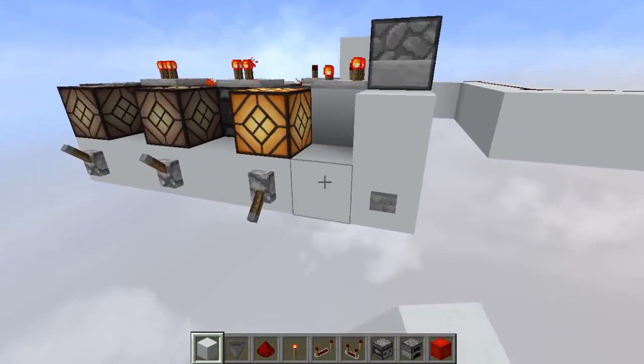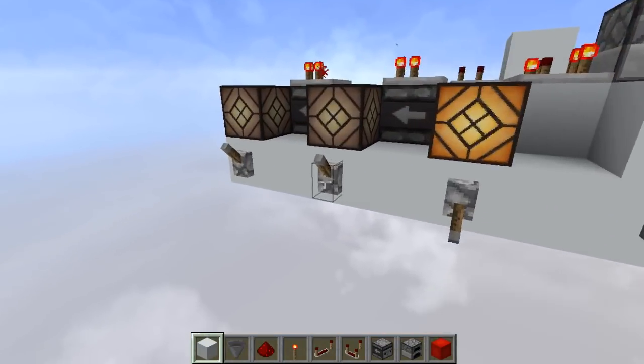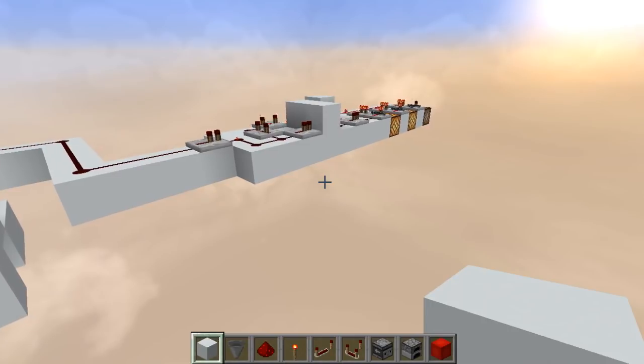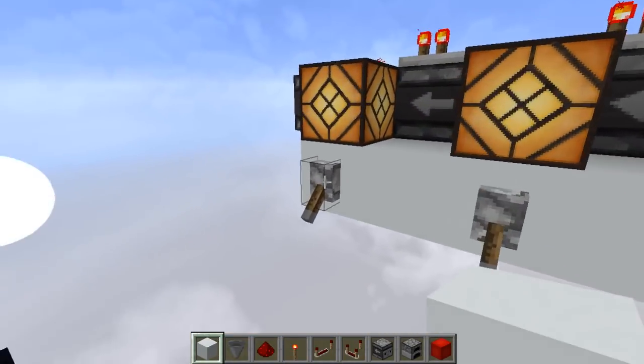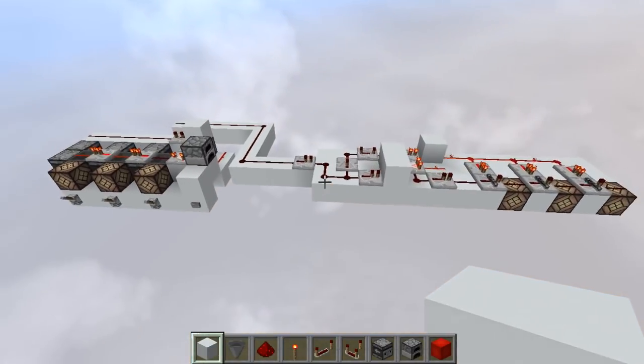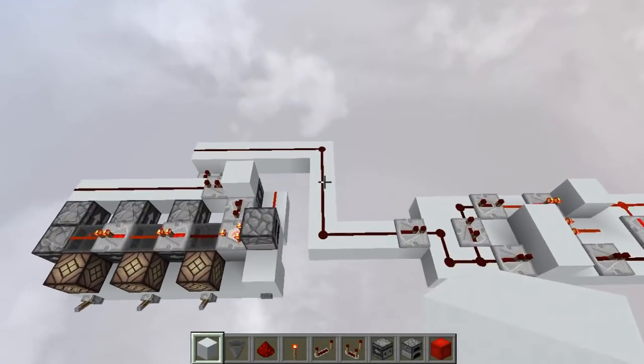Okay, so let's test maybe transmitting this thing to the other side. And it works. Let's transmit the opposite. Okay, and let's now clear the device. Okay, so these are the serial transmitters and receivers.